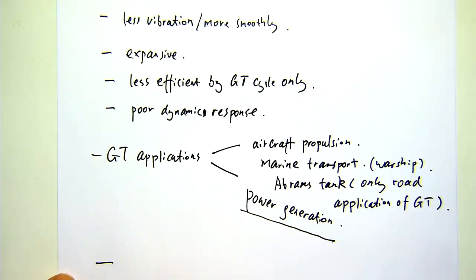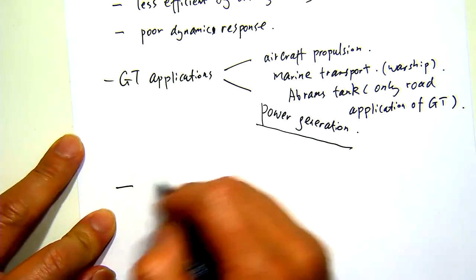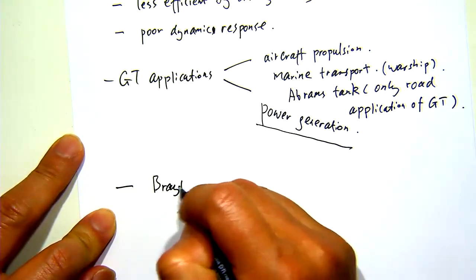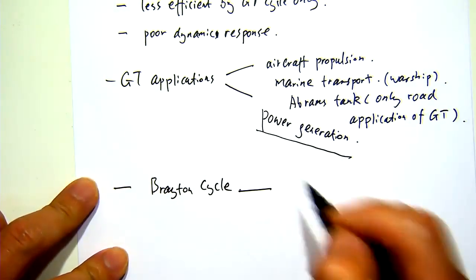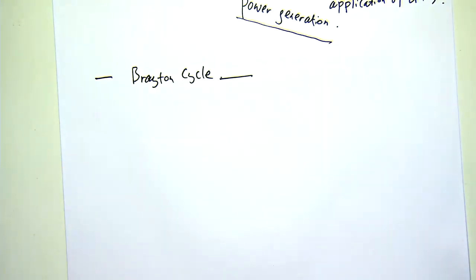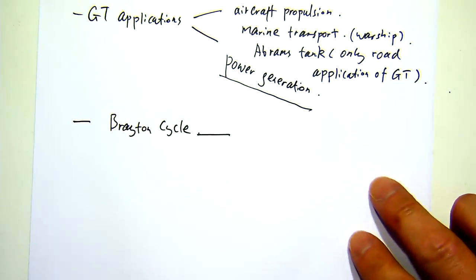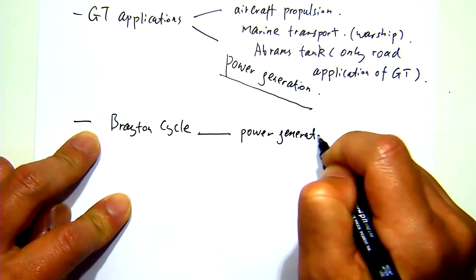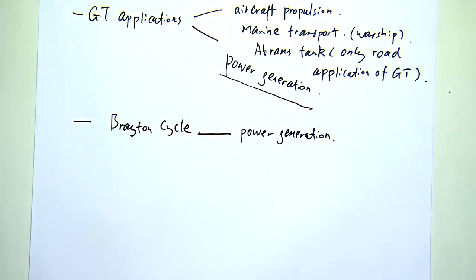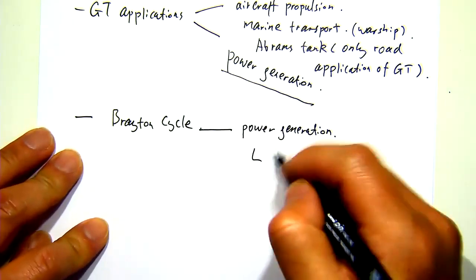All right, so finally we get back to the technical part of this chapter. Let's discuss the Brayton cycle, which is a cycle using a gas turbine for power generation. When a gas turbine is being used for power generation, the useful output is the shaft work.